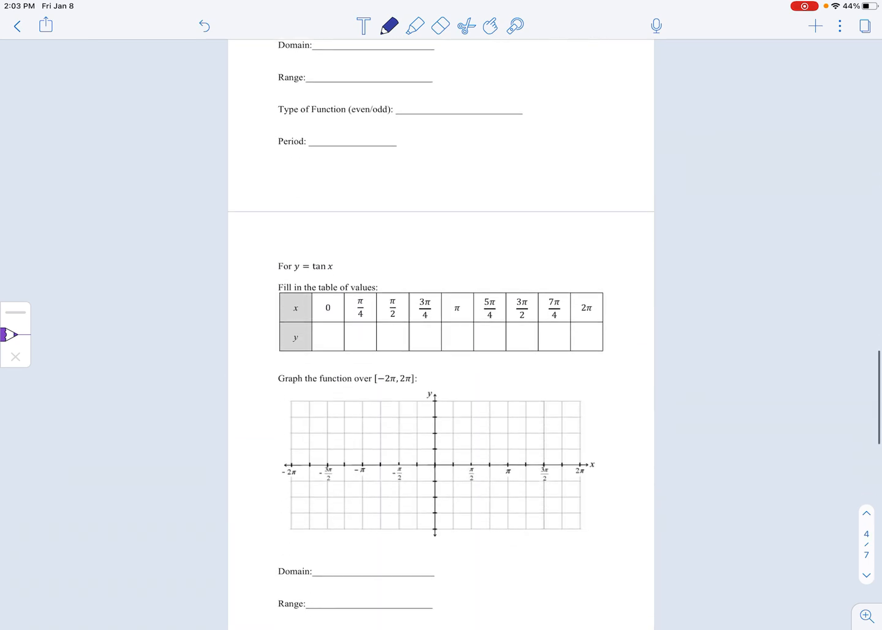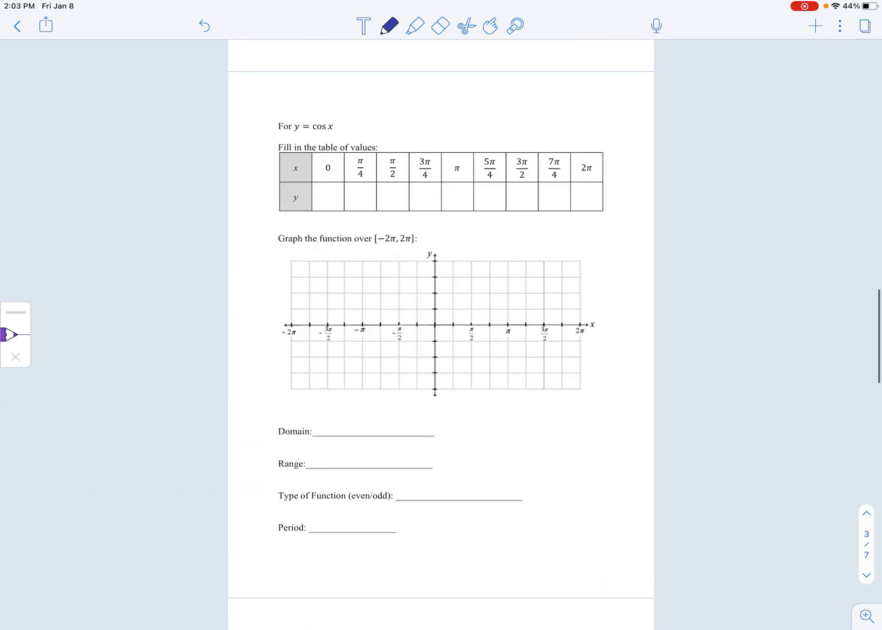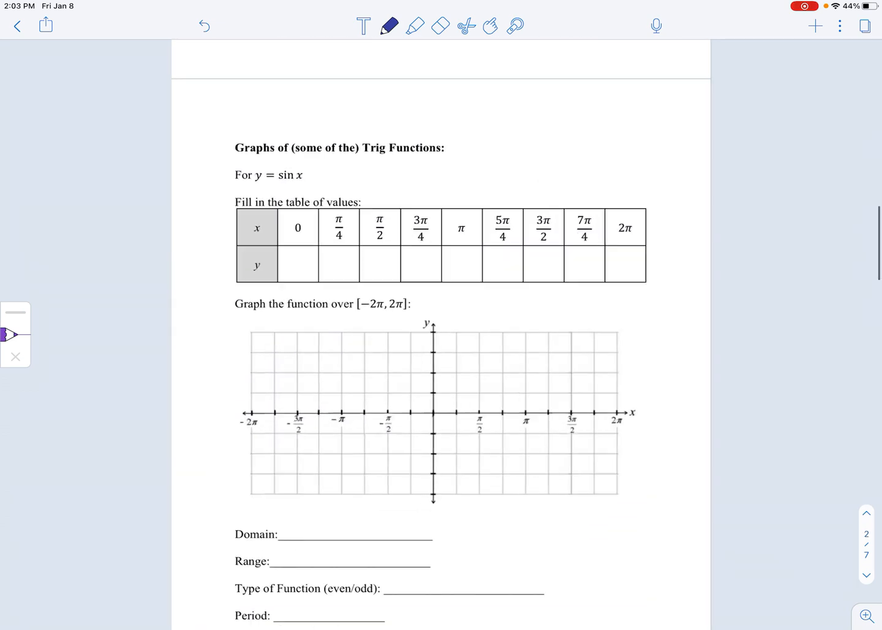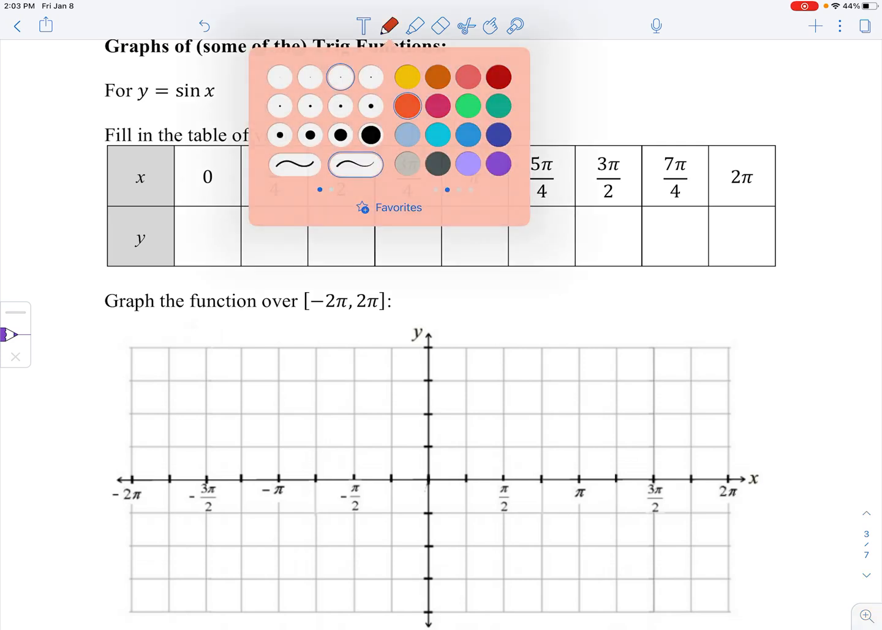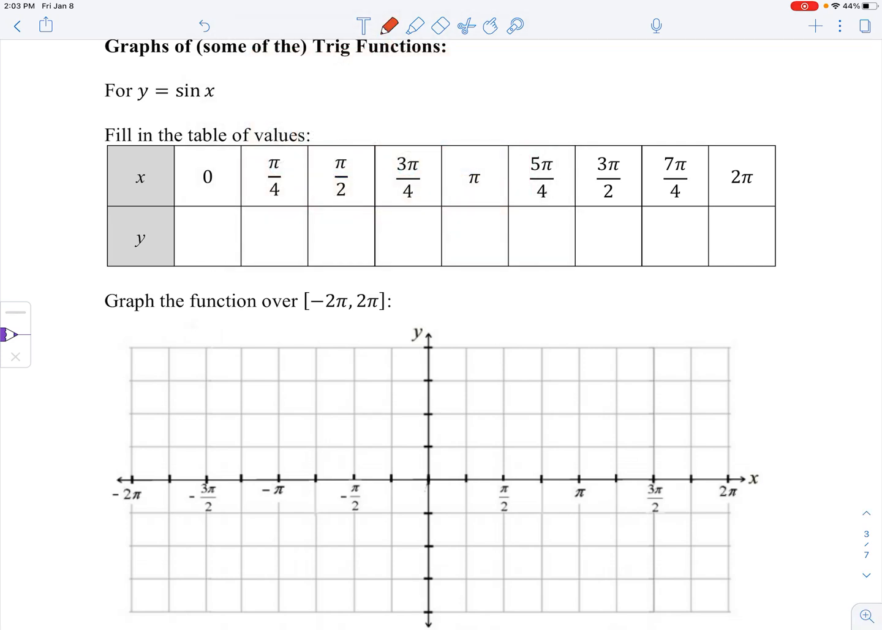So let's move on. We're going to look at the graphs of some of the trig functions, just sine, cosine, and tangent. Filling in the values, you can reference your unit circle, or even better, you can visualize your unit circle to fill in the values for sine of these angles.